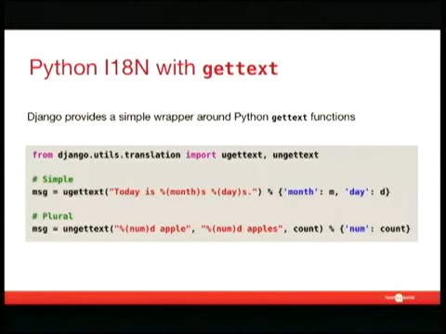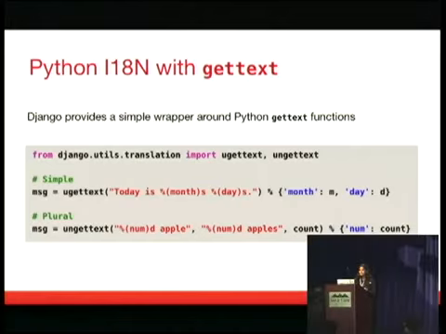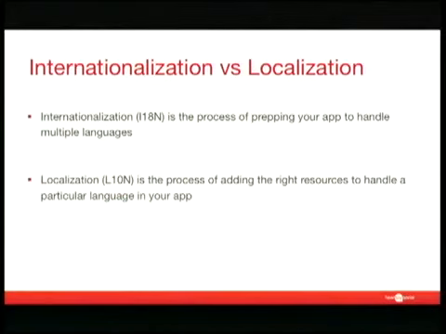Django provides a really simple wrapper around the gettext functions that Python provides. So you simply import this from the utils translation package in Django. And you should be importing the ugettext function. Adding a particular language locale file to your application is how you can be prepared for a particular language. So for instance, if you add a German translation file to your application, that's when you're localized for German. So you really cannot localize your application if you don't internationalize it.